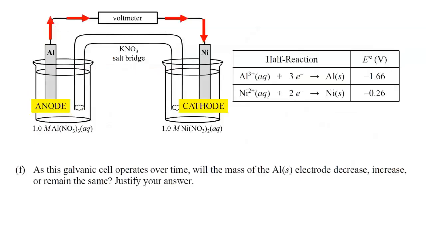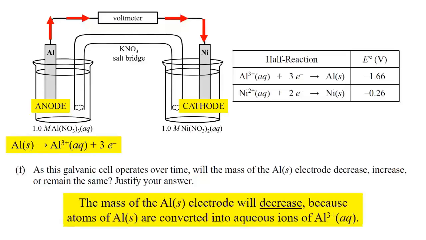Now, in part F, it says, as this galvanic cell operates over time, will the mass of the aluminum electrode, which happens to be the anode, decrease, increase, or remain the same? Justify your answer. So if oxidation occurs at the anode, then aluminum is changing from 0 to +3. The atoms of aluminum on that electrode are changing into aqueous ions. So that's going to cause the mass of the solid aluminum electrode to decrease over time, because the atoms of solid aluminum are now being converted into aqueous ions of aluminum 3+, which means that they will enter the solution, and that will cause the electrode to decrease in mass over time. So that's the answer to part F of this question.